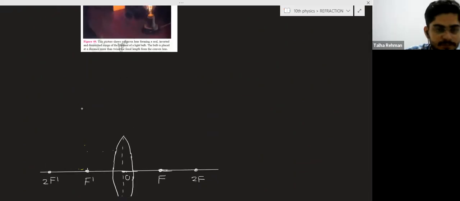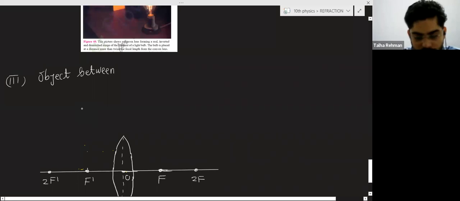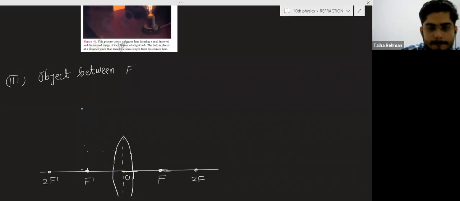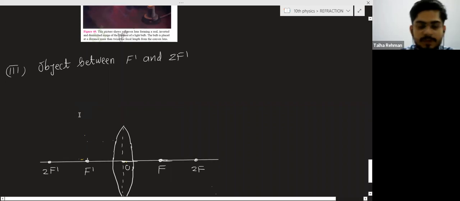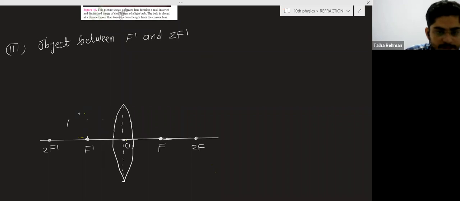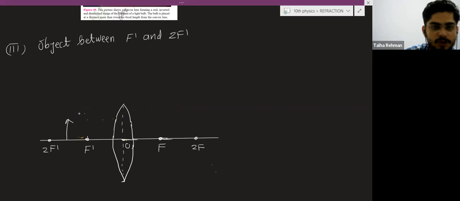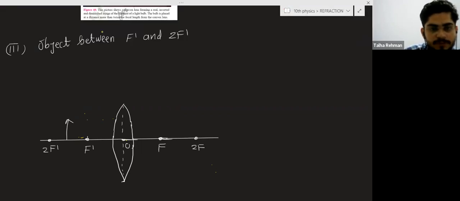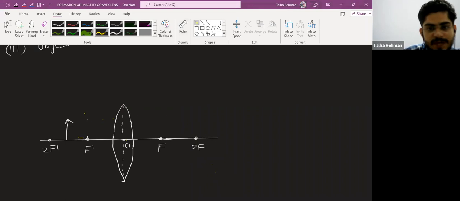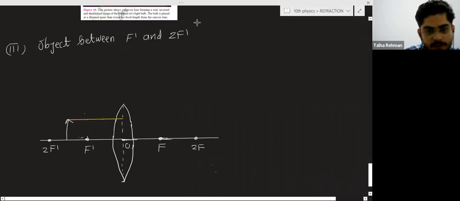This is case number third. Object between f dash and 2f dash. Same thing you have to do. Now also you have an object. This is the object you have, and what you will do, from this object at least two rays we need for the image formation.